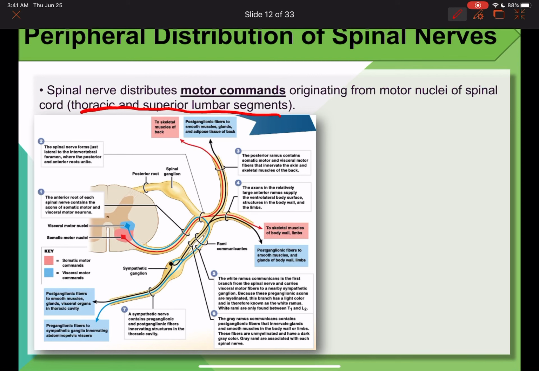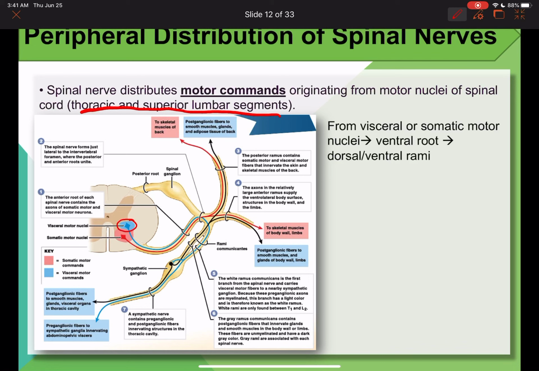Okay, so motor commands will start from the visceral or somatic motor nuclei, depending on whether the motor command is for internal organs or skin and skeletal muscles. So this is the visceral motor nuclei, which if it's a command for internal organs, that's where the motor command will be originating from. If a command is coming from the somatic motor nuclei, then this is a motor command that will be going towards your skin or skeletal muscles, okay?